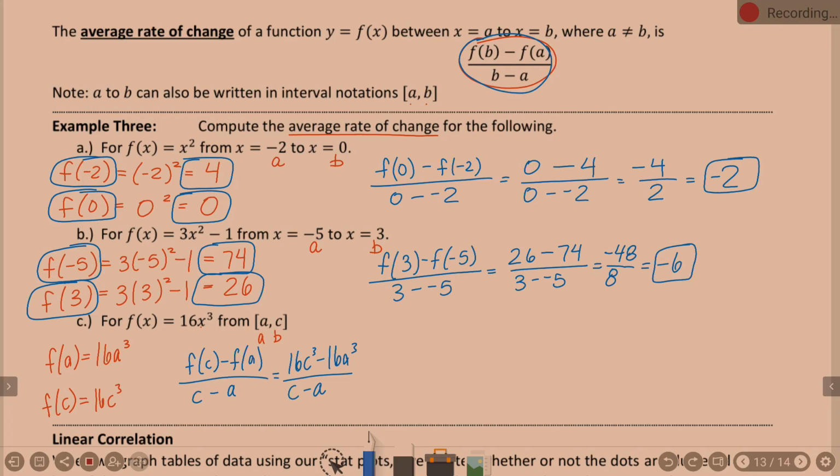On top, what do both terms have in common? 16. Both terms have a 16 in common, right? So on top, I'm going to factor out the GCF of 16. I factor out that 16, and I'm left with c cubed minus a cubed, all divided by c minus a.